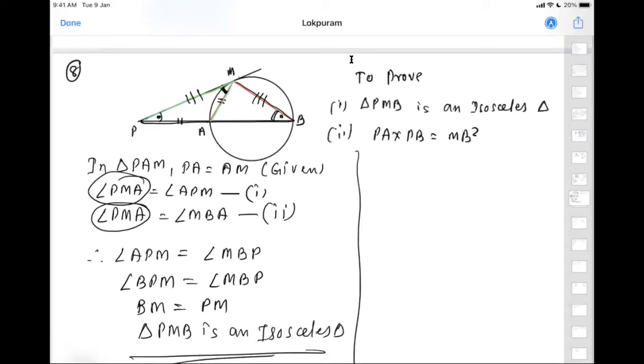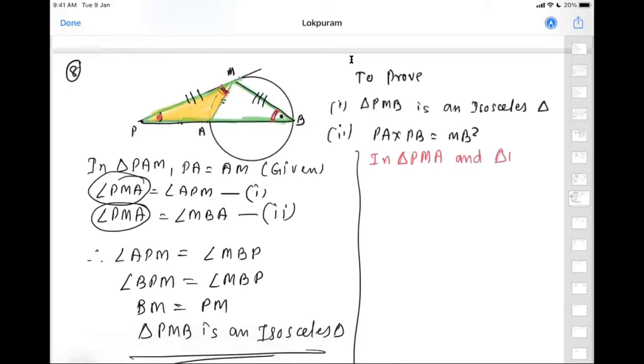First part is done. Now in the second part we are going to use similarity. To make triangles similar, we will consider this triangle and the full triangle, the full green one. You have to consider the full triangle. In it, this is the common angle, and this angle is equal to this angle in an alternate segment. Whoever is not understanding, do similarity, then you can solve this part easily.